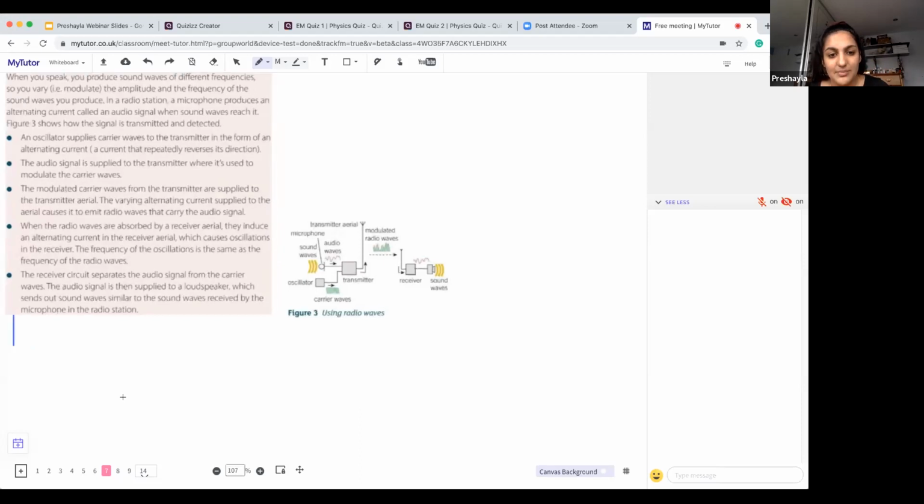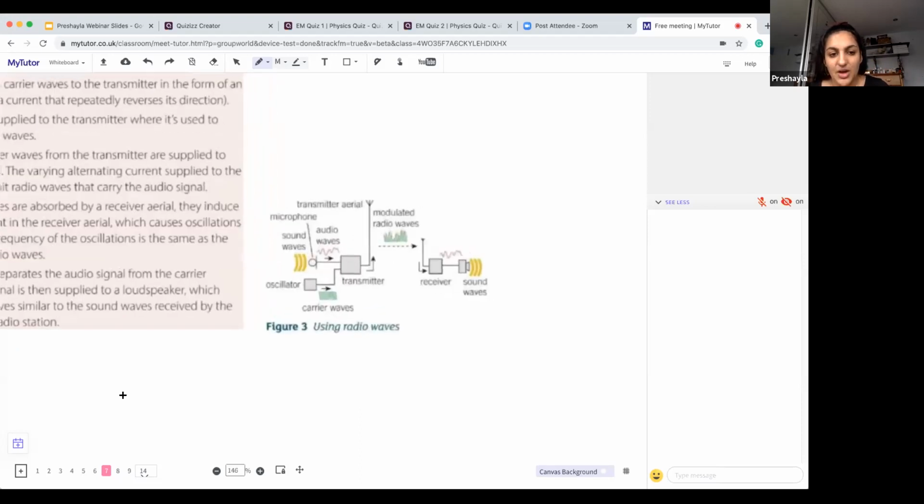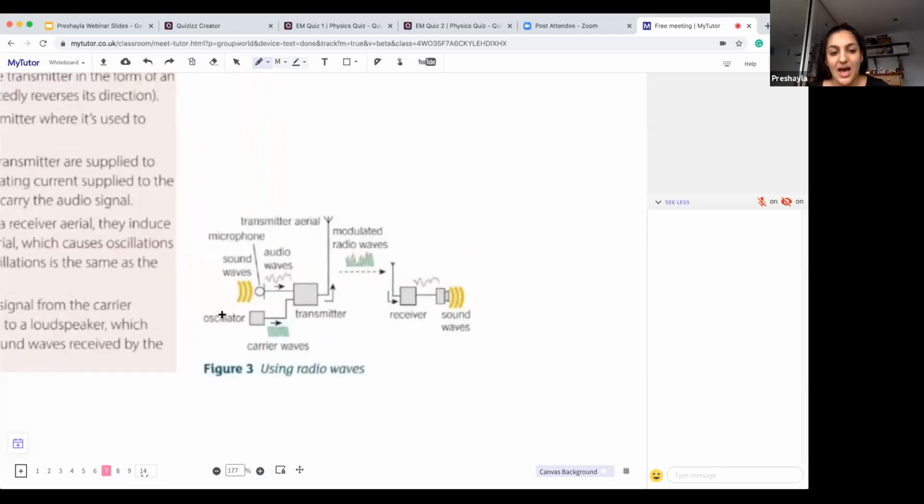So we looked at this 6-step process, which takes the sound waves that the microphone picks up and transmits them in our transmitter, and that gets turned into radio waves through a modulator. Those radio waves then travel through the air into our radios, into our receivers, and then the receiver can pick them up as sound waves.